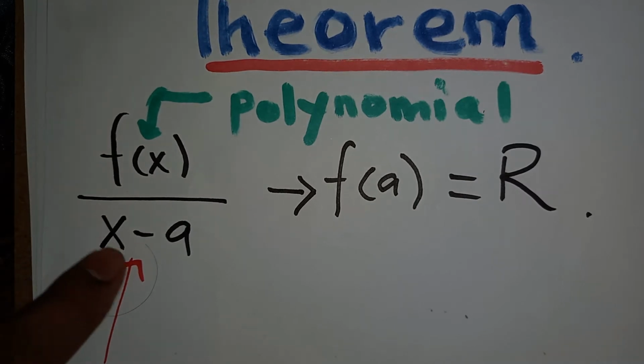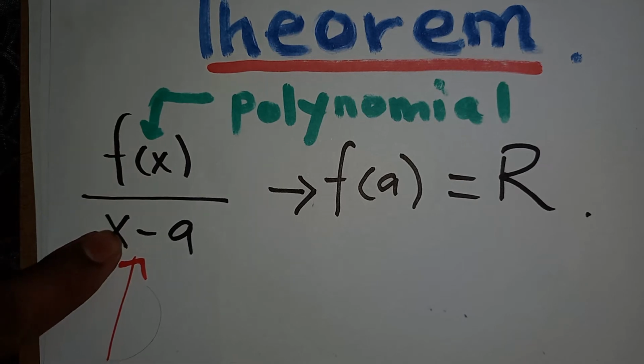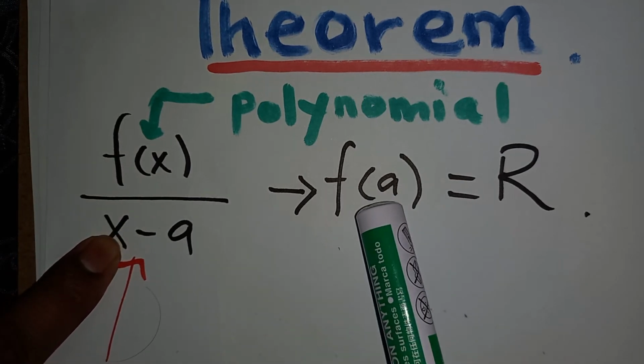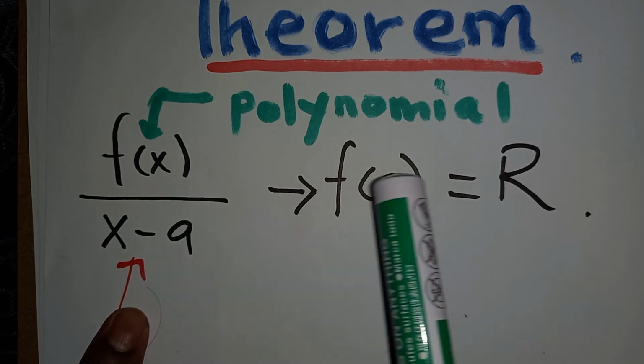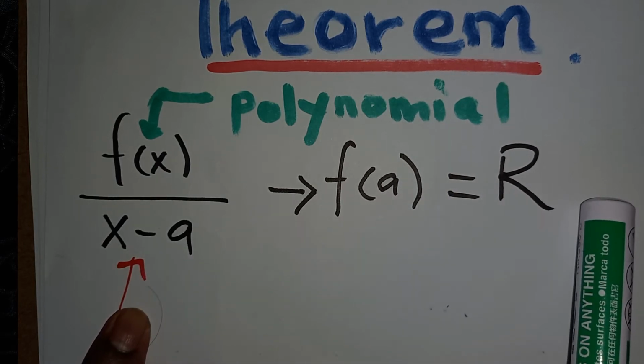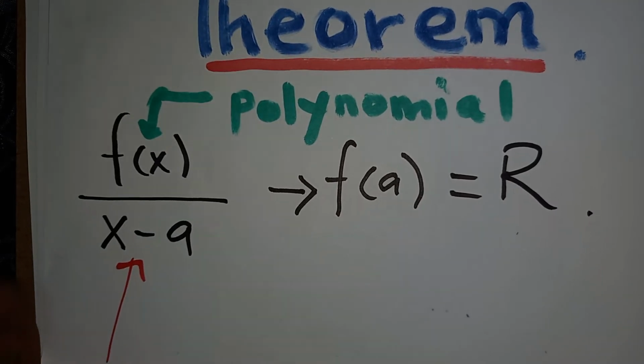If you remember this, it will be very easy for you: the polynomial, the divisor, and then f of a. Now a is going to come from here, you substitute it here, and you get the remainder. So let's do an example and see if it makes sense.